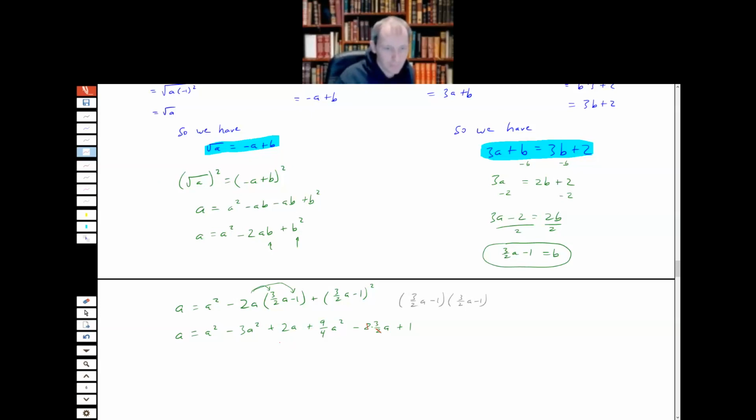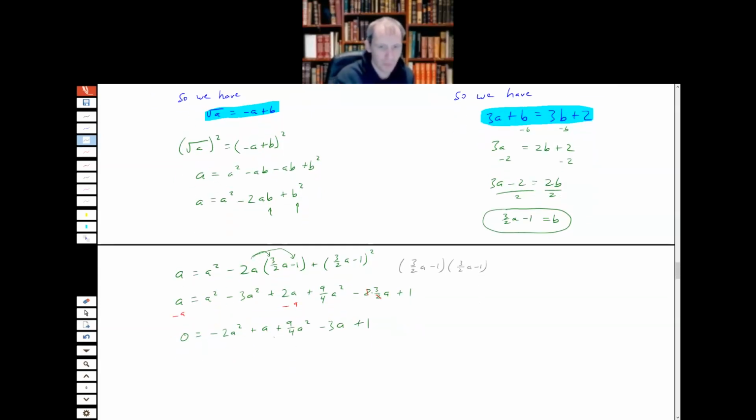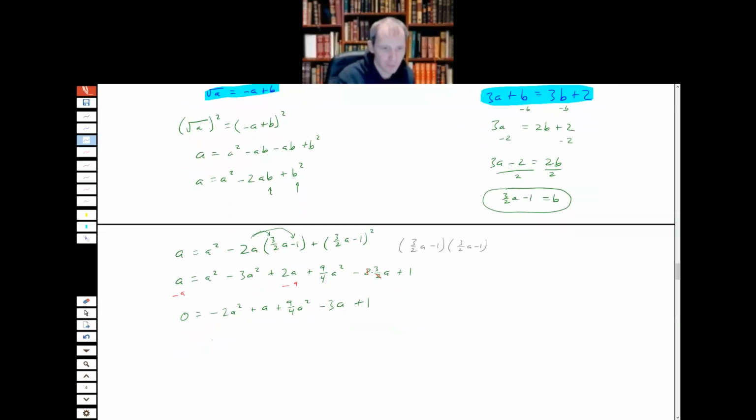Let's go ahead and gather some like terms. I'm going to subtract a from both sides to get the a's together. So 0 equals a squared minus 3a squared will give me a minus 2a squared. 2a minus a gives me a plus a. And then I have minus 9/4 a squared. And over here, this is a minus 3a. A minus 3a is a negative 2a.